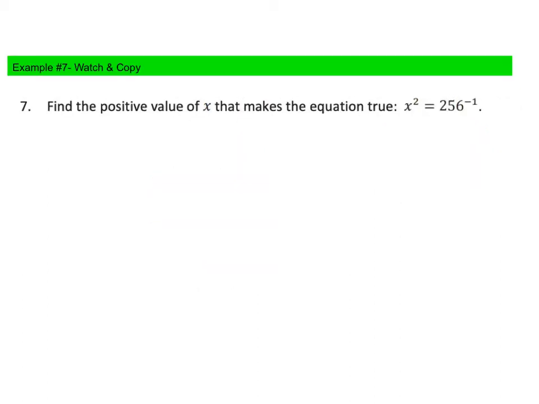All right, so this one's a little bit different. We're going to have an extra step. It says what squared equals 256 to the negative first power. So I'm just going to rewrite it right here and remind you of a few things. So this negative 1 right here, what this actually does to our 256 is it flips it upside down and makes it a fraction. So it's the same as saying 1 over 256.